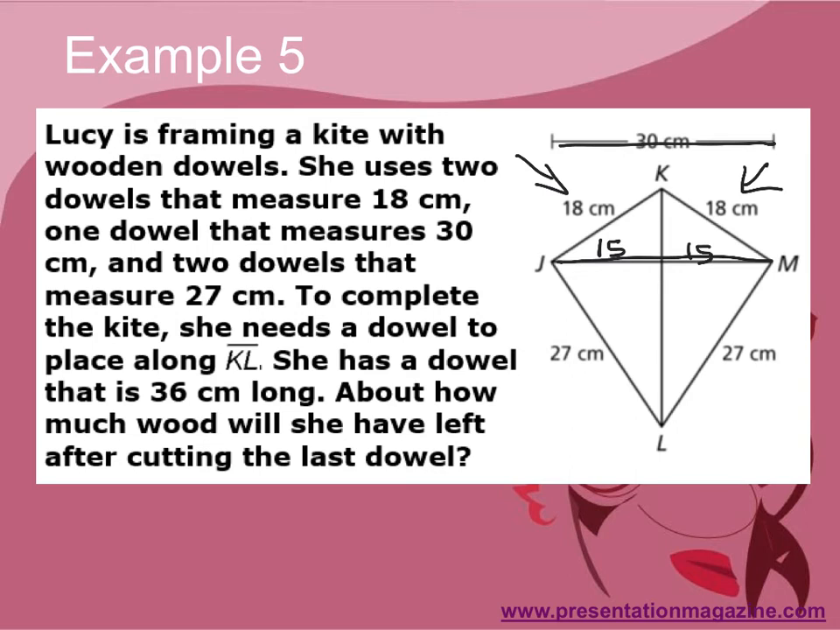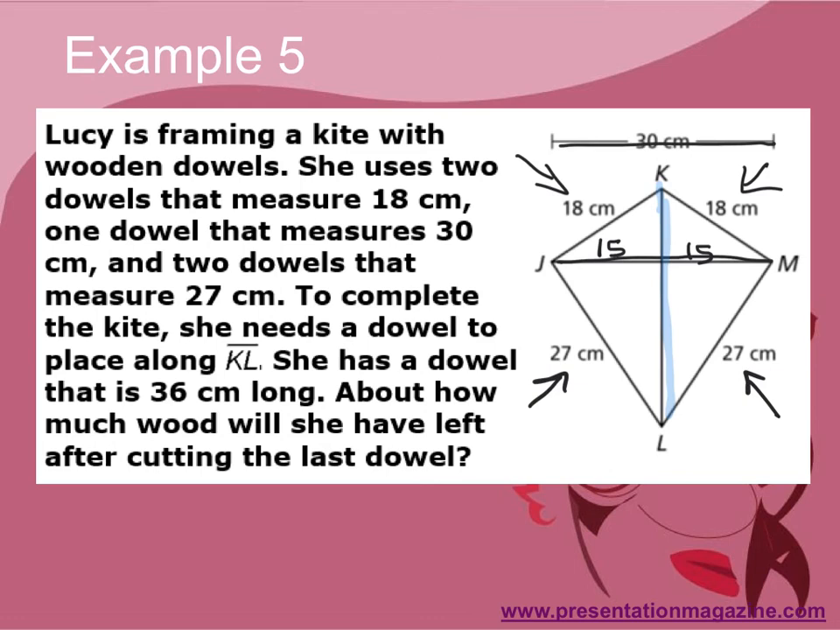And then it says, and 2 dowels that measure 27. So these are the 2 congruent consecutive sides. To complete the dowel, she needs a dowel to place along KL. So we need to figure out this piece right here. It says she has a dowel that's 36 centimeters. About how much wood will she have left after cutting the last dowel? So she's got 36 centimeters of dowel for this, but she's not going to need all of it.